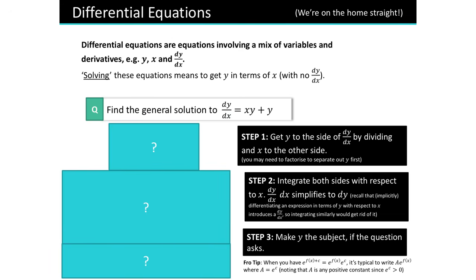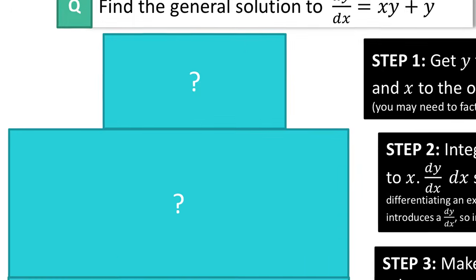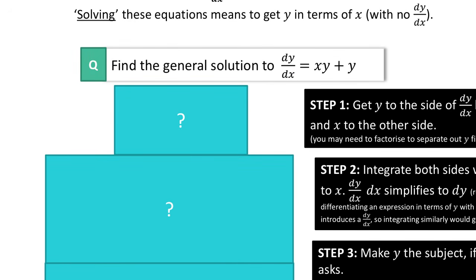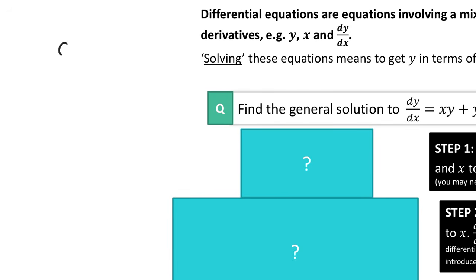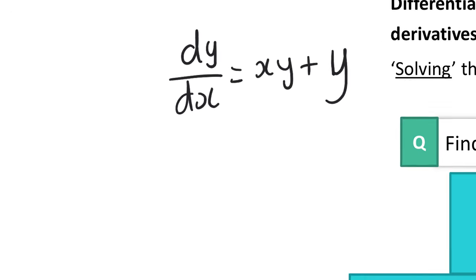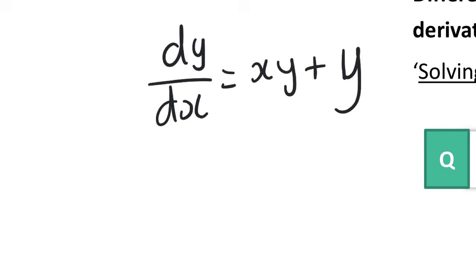So, differential equations. This is now going to help us when we look at rates of change. This is normally the second part of the question. So, it wants us to find a general solution to this equation. dy over dx equals xy plus y. So we have to find the general solution to this equation, right? You're probably looking at this thinking, where on earth do I go from here?